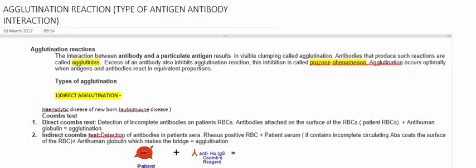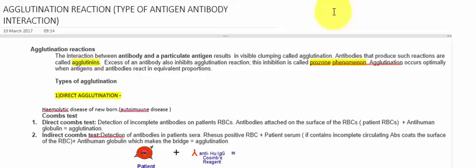Today we are going to discuss a process called agglutination. It is a type of antigen-antibody interaction. The agglutination reaction occurs when an interaction between an antibody and a particular antigen results in visible clumping. The antibodies that produce such reactions are called agglutinins.